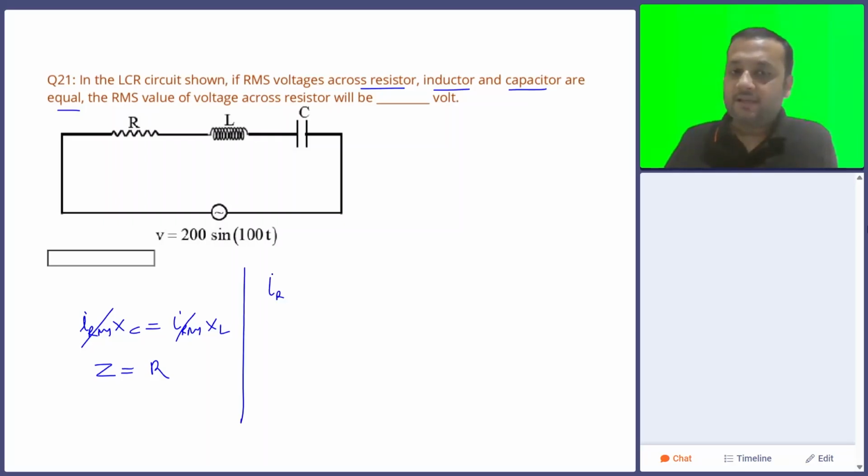The impedance of the circuit will be equal to R, because XC has become equal to XL. That means what will be the RMS current in the circuit? RMS current will be VRMS upon impedance. So VRMS is 200 by root 2, and Z is equal to R. So this is the RMS current.